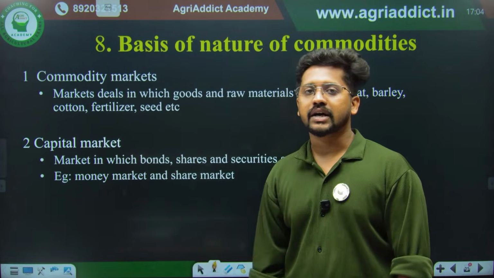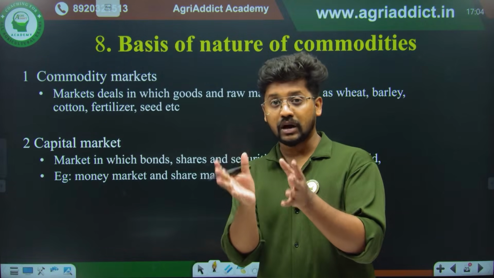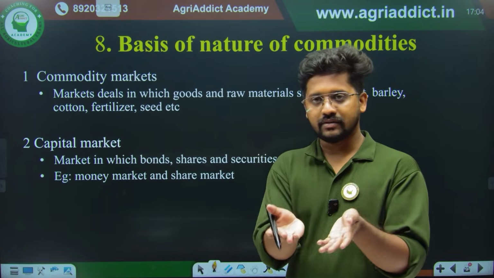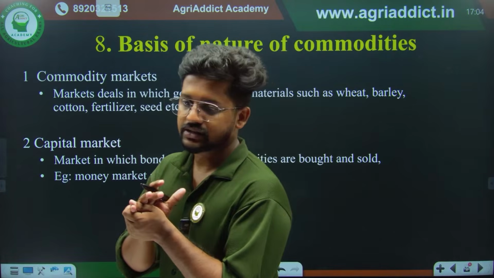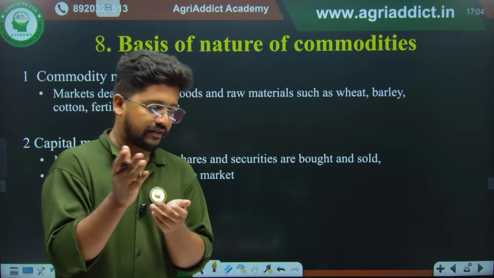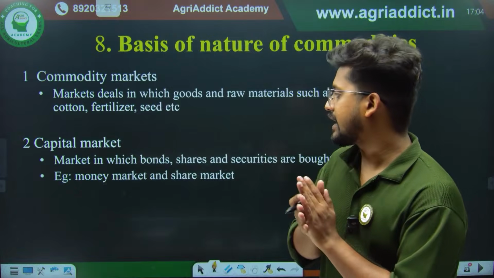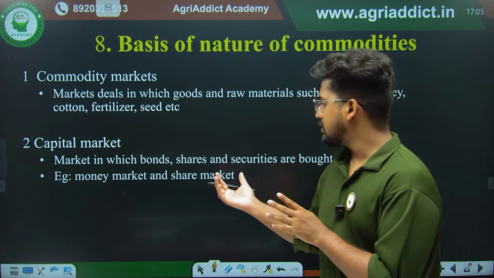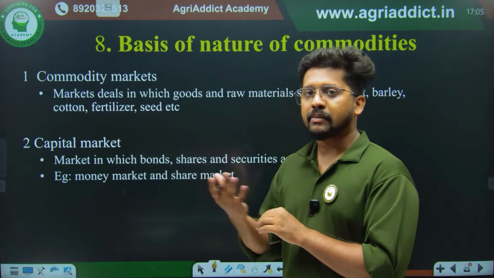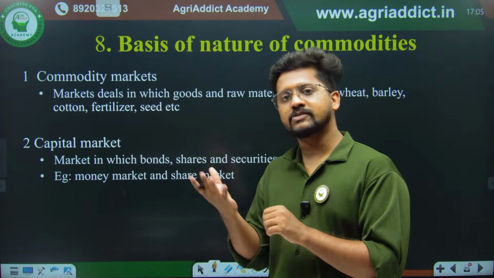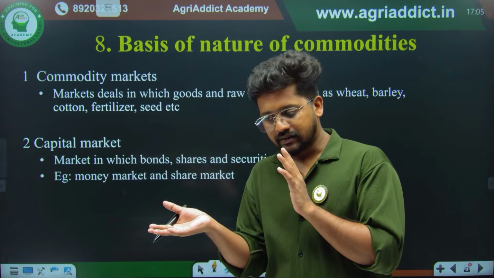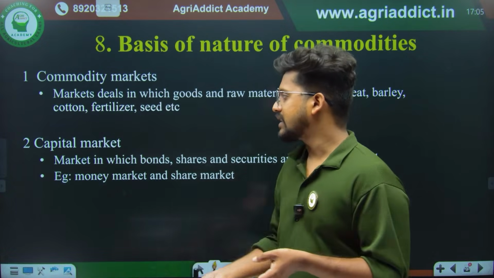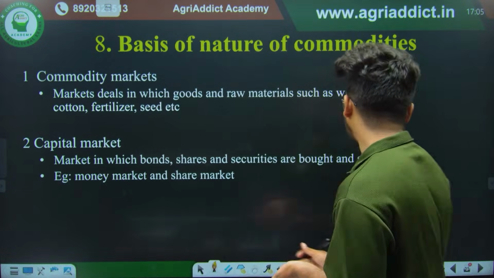Then what is a capital market? There are some other markets where there are no commodities but something else, some virtual kind of thing. Many people watching this live may have some kind of stock trading. Such kinds of markets are known as capital markets, for example, share market and money market. Maybe some underlying commodities will be there somewhere else, but the transaction is happening based on shares or bonds or debentures or something like that. Such kinds of markets are known as capital markets.